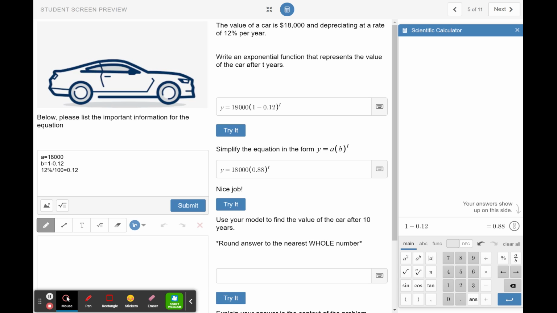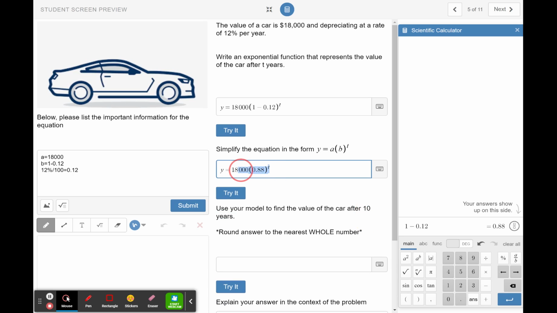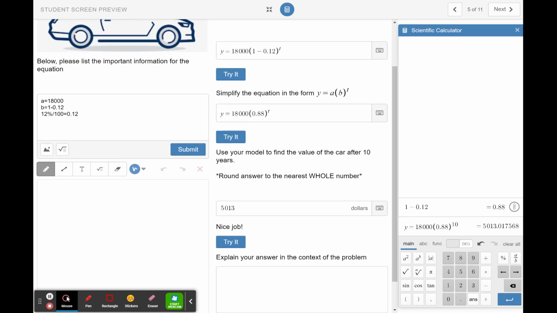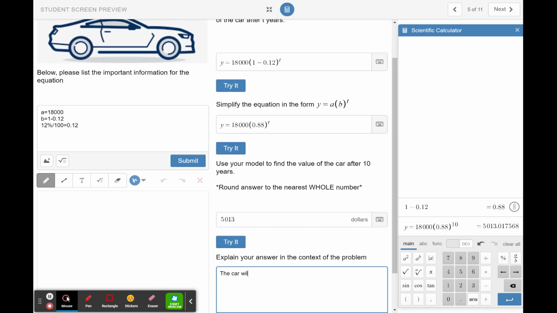Now, how much will the car be after 10 years? You want to plug in the 10 to the time, which is your x or your t variable. So once again, it says round the answer to the nearest whole number. So that means it's going to be $5,013. So the car will be worth $5,013 after 10 years.